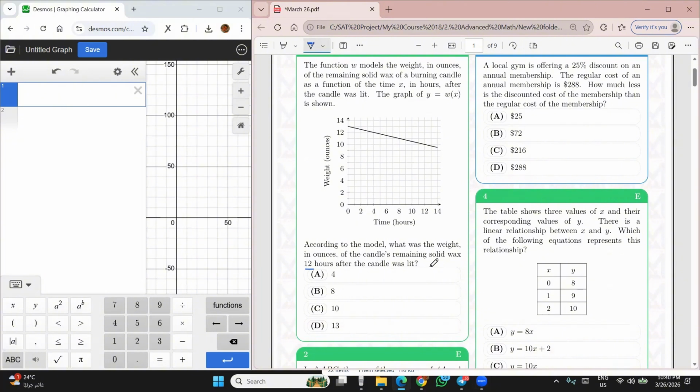So 12 hours means you need to look at the 12 on the time axis, the horizontal axis. You look at the 12 and go up through the line until you reach the graphed line. Then the y value is 10, which makes 10 ounces. So the answer is 10, which is letter C.